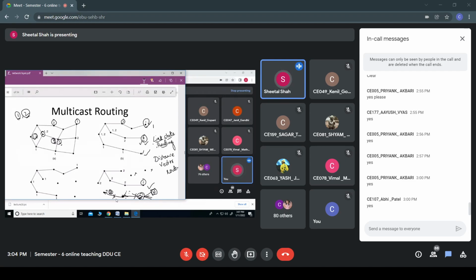Now again, since there are no routers or no hosts connected with group number 2 to this particular router, it will send a message to this particular router saying don't forward me any of the packets which belong to group 2. Okay, so here it ends.